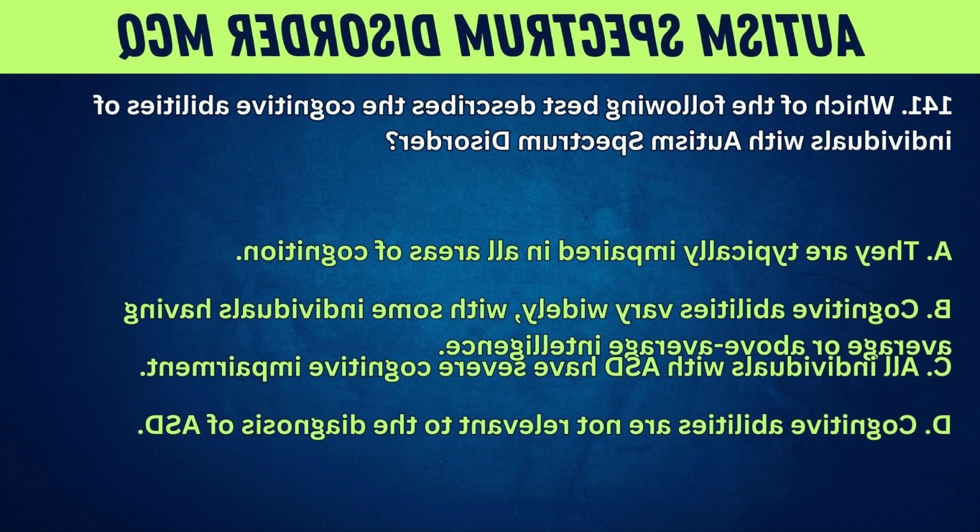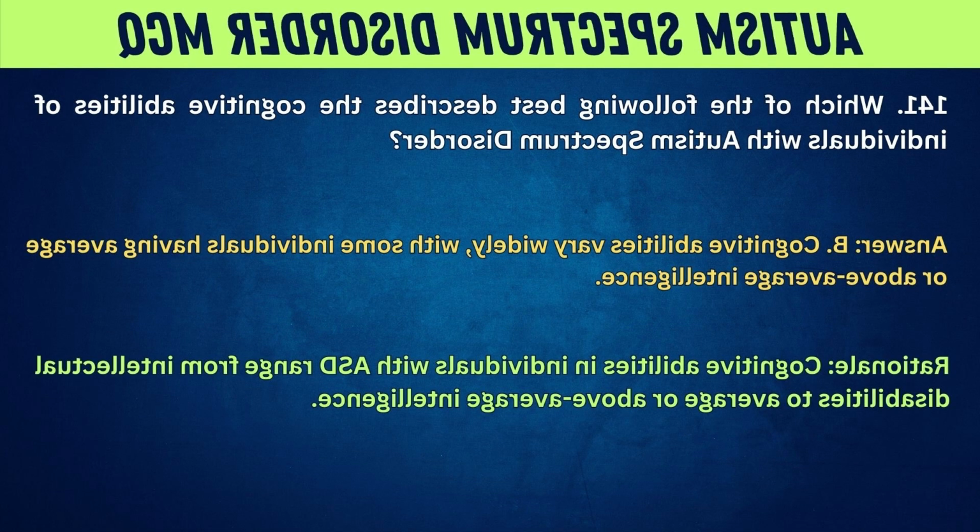141. Which of the following best describes the cognitive abilities of individuals with autism spectrum disorder? A. They are typically impaired in all areas of cognition. B. Cognitive abilities vary widely, with some individuals having average or above-average intelligence. C. All individuals with ASD have severe cognitive impairment. D. Cognitive abilities are not relevant to the diagnosis of ASD. Answer: B. Cognitive abilities vary widely, with some individuals having average or above-average intelligence. Rationale: Cognitive abilities in individuals with ASD range from intellectual disabilities to average or above-average intelligence.